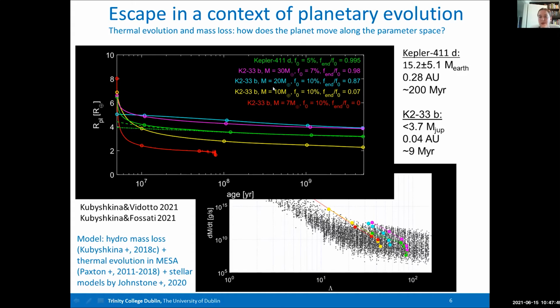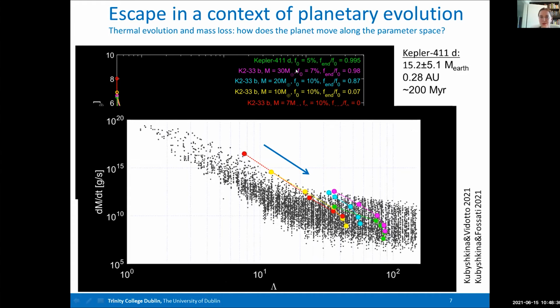And a few models reproducing K2-33b, which is a very young planet located very close to its active host star, whose mass is not, unfortunately, well constrained. But from the size of the planet, it is unlikely to be heavier than Saturn. Here I consider models of 30, 20, 10, and 7 Earth masses, corresponding to very different amounts of atmospheric mass loss through the evolution, from nearly none for 30 Earth masses to the atmosphere fully eroded in the first 100 million years for 7 Earth masses.